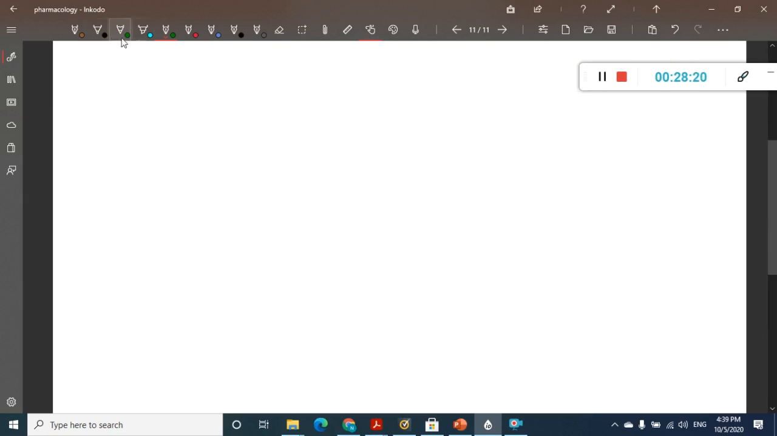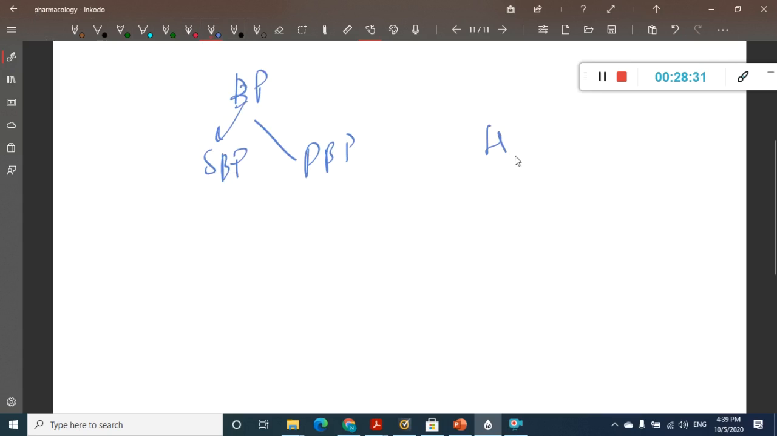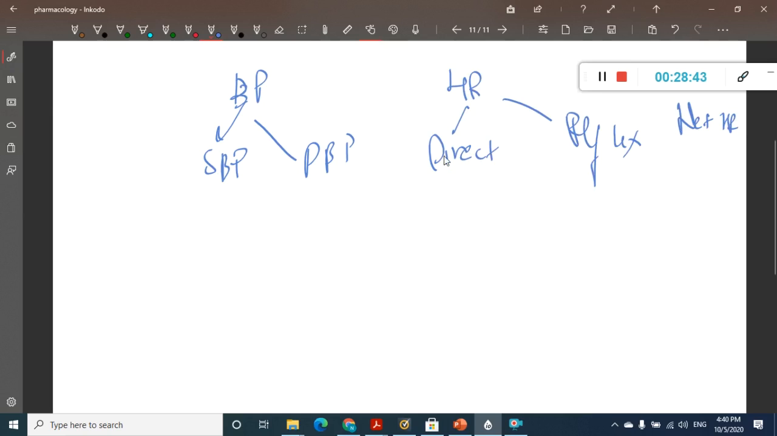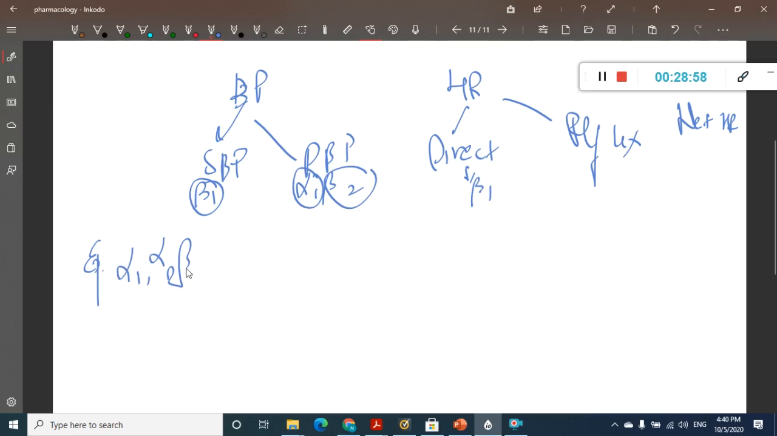And then this table is asked many times. So if you see, for blood pressure you have systolic blood pressure and diastolic blood pressure. Similarly, you have heart rate, and in heart rate you have direct heart rate, reflex heart rate, and net heart rate. Okay, so systolic blood pressure is based on beta 1 and alpha 1, and diastolic blood pressure is based on alpha 1 and beta 2. Direct heart rate is based on beta 1. So if you give epinephrine, as I have said, it has action on all the receptors: alpha 1, alpha 2, beta 1 and beta 2.